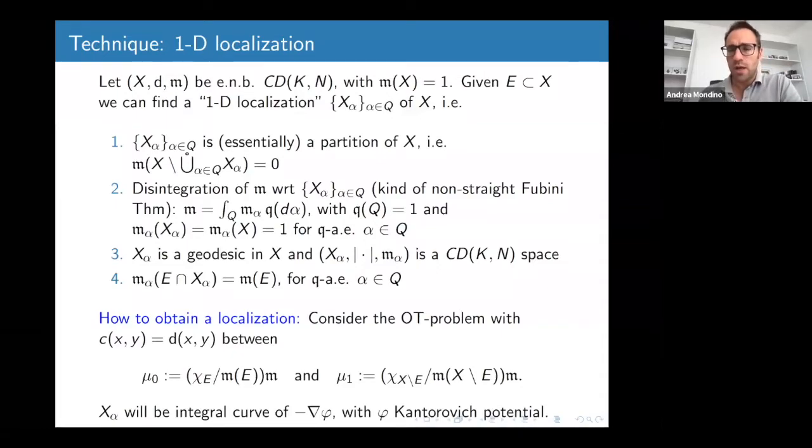How to obtain this localization, just in two words? The basic idea is to do optimal transport between E and its complement, using as a cost for the optimal transport the distance function to power one. This optimal transport will be performed along geodesics, which correspond to integral curves of minus the gradient of the Kantorovich potential. And these geodesics, which perform this optimal transport, form this partition. So this partition is made by these geodesics. And you see how this is driven by the set E, because if I change the set E, the optimal transport between E and its complement will change, so this partition will change too.